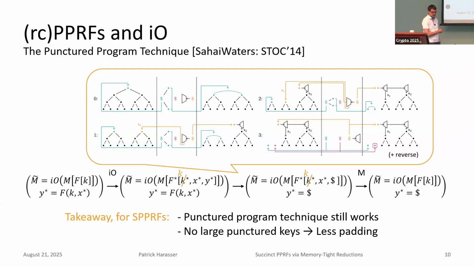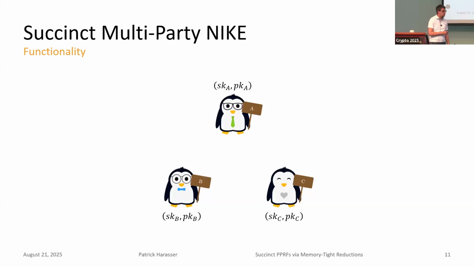So the big takeaway here is that when used together with I/O, SPPRFs retain the usefulness of regular PPRFs, because the punctured program technique still works, albeit with some modifications. But they get rid of the large punctured keys and therefore allow for a much more space-efficient primitive design. And in the last few minutes of this talk, I would like to give you an idea of how this works. So we construct a succinct multi-party NIKE.